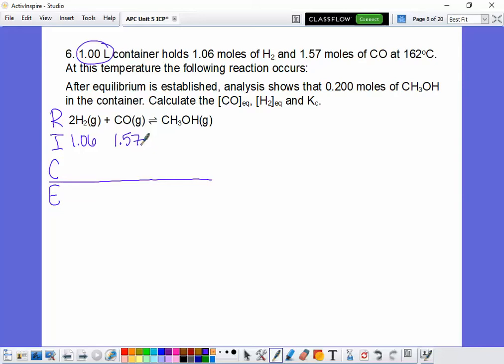Okay. What is my initial methanol amount? No, that's my equilibrium amount. What's my initial methanol amount? 0. If it doesn't explicitly state that there's some of it at the beginning, you can assume it's 0. Okay? Unless it explicitly states it, assume there's none of it.